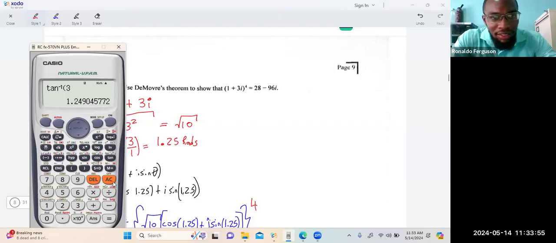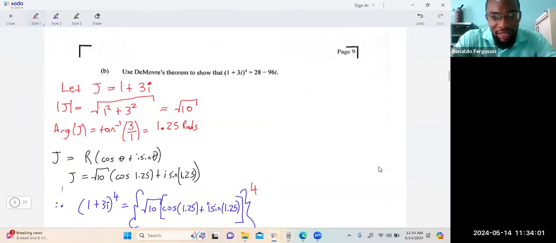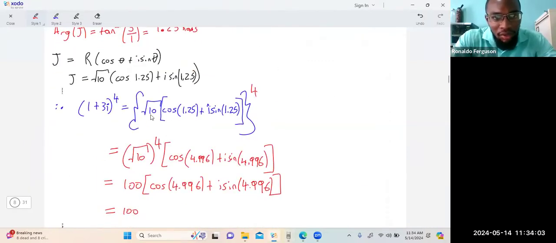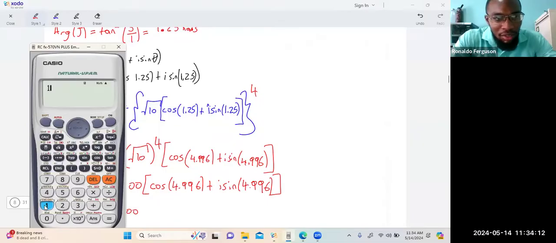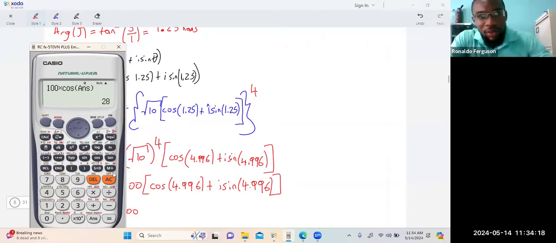And then it is cos n theta. This was theta. We multiply theta by 4. We get 4.99 whatever. Then it becomes root 10 to the fourth power, which is 10 squared, 100. Then we need cos of this. Okay, so we should have 100 times cos of the 4 point whatever. Okay, now we get the 28.